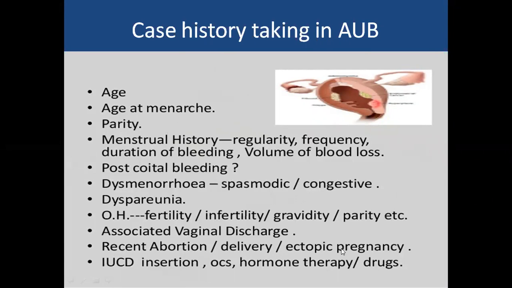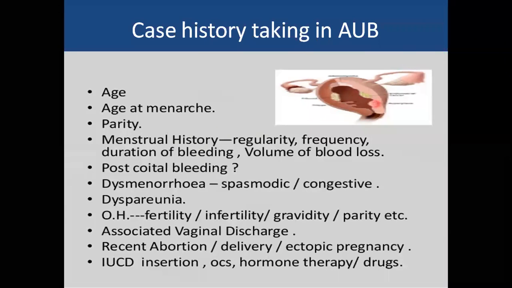Any woman in the reproductive age group with complaints of bleeding or any abdominal mass, you should first rule out pregnancy related complications. Then any recent abortion, delivery means immediate postpartum and post-abortal period, because of some endometritis, they will have excessive bleeding.